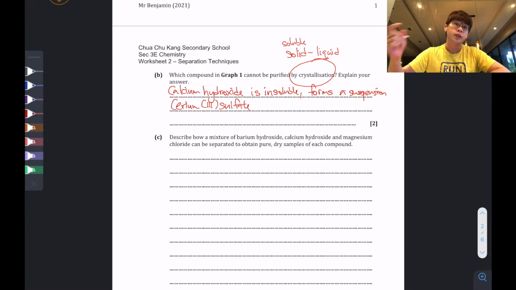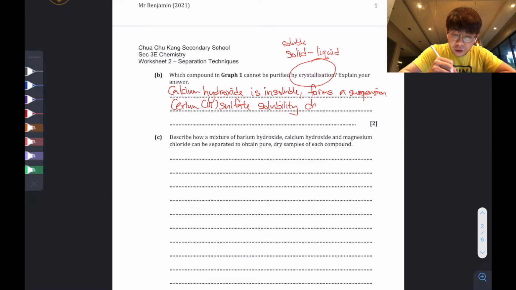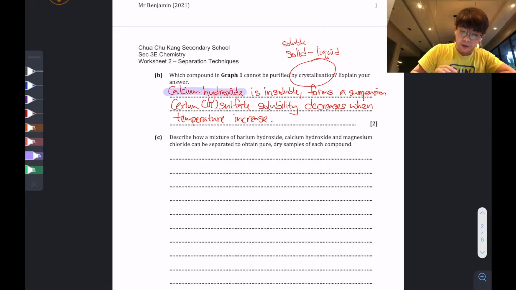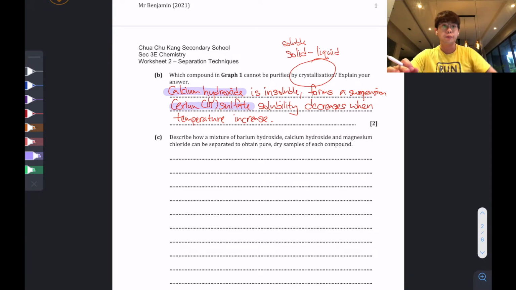Why cerium sulfate cannot be purified by crystallization is because its solubility actually decreases when temperature increases. So these two substances, calcium hydroxide as well as cerium sulfate, cannot be purified by crystallization. Okay? Alright, now, next question.